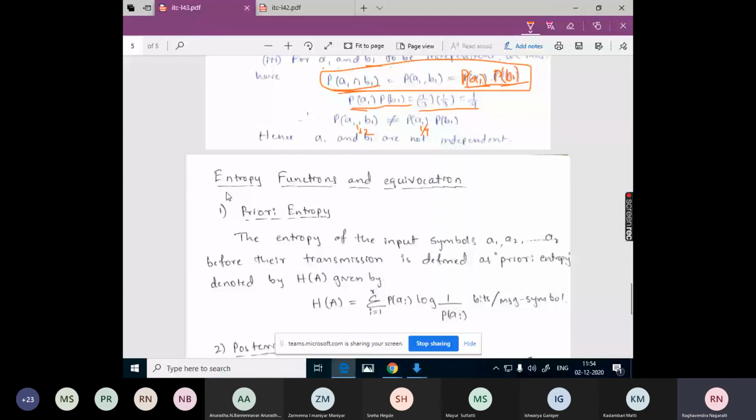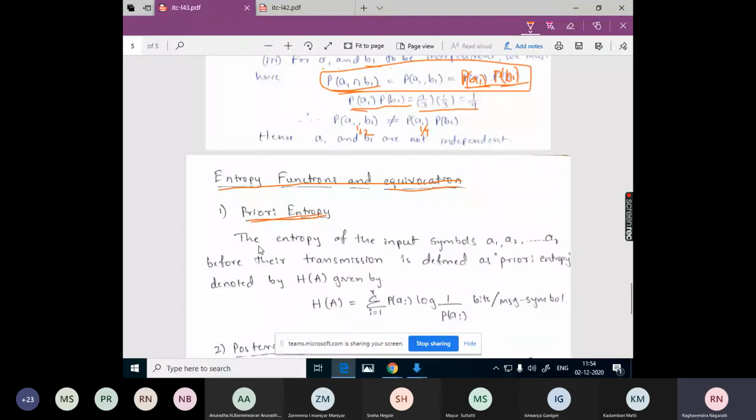Next is entropy functions and equivocation. There are some entropy functions related to this channel, so we will discuss that. And one more important term is equivocation. So let's see those things. The first one is the a priori entropy. We have some different entropies here related to the channel representation, so we will understand that.